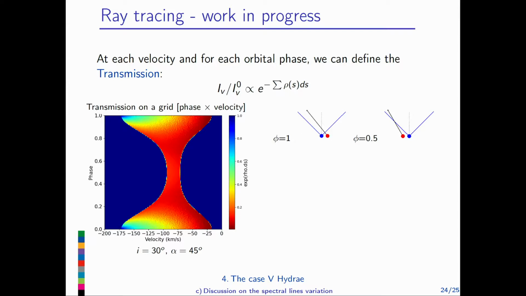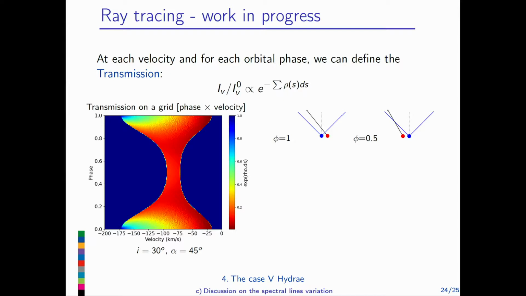And at phase 0.5, we have the situation where the line of sight borders the cone edge. So we will only have lower values of the velocity, but a really denser ratio, so maximum of absorption.